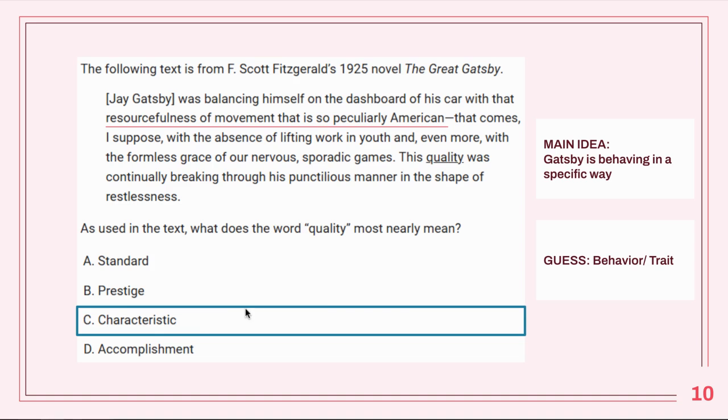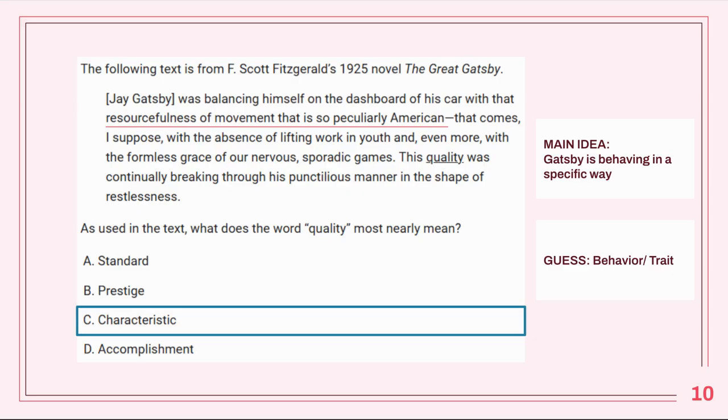Now, the other ones are a bit confusing, but I think you can eliminate them because some of them mean the same sort of thing. Standard is like how you hold yourself, or an expectation people have of you. We don't know if people expect him to have that resourcefulness of movement. We don't know if he expects himself to have it. It's not a standard necessarily. It's just a trait of being so American.